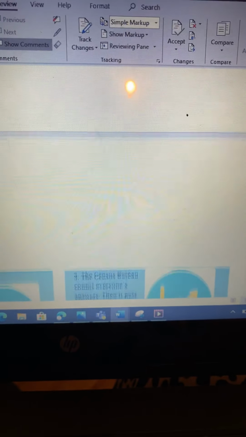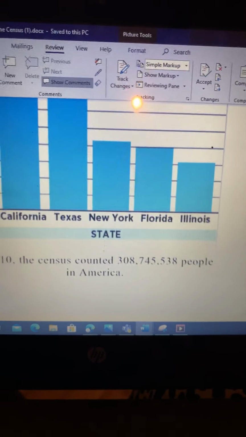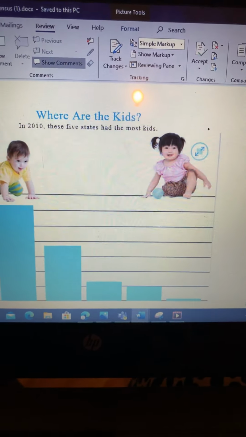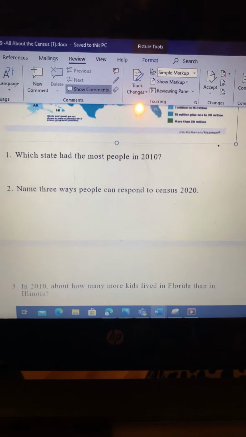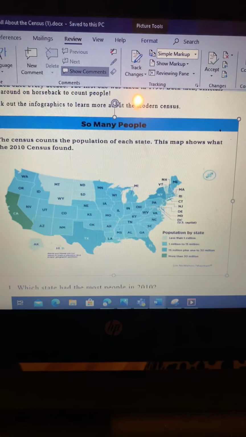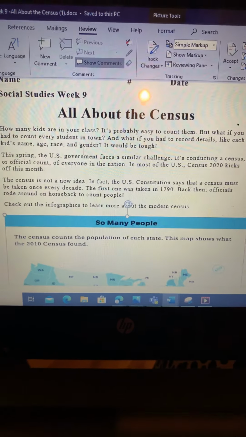Okay? So here is your social studies lesson, and you are actually going through a census right now because we're in the year 2020. The last one was taken in 2010, so it's every 10 years.